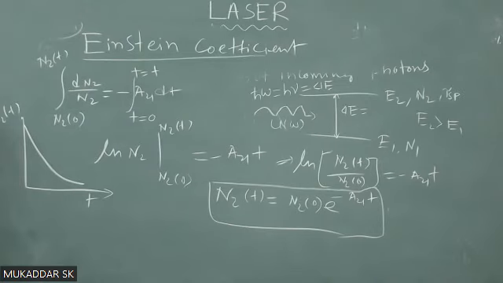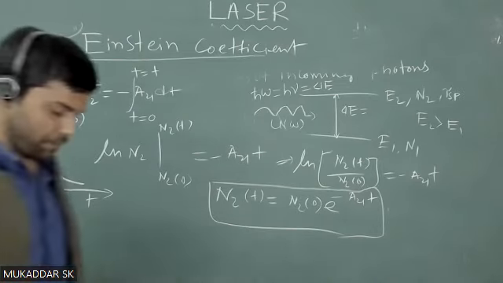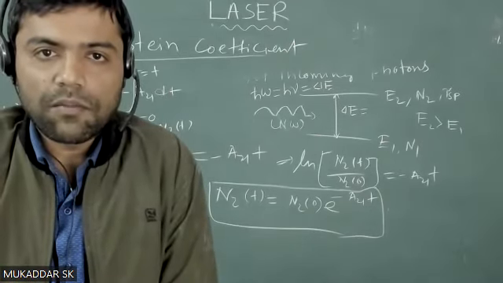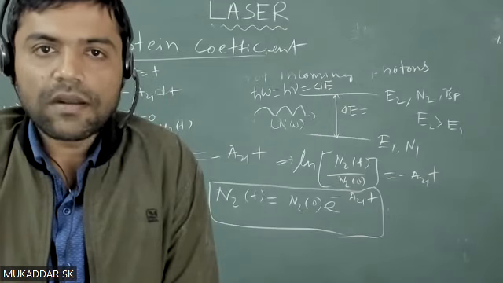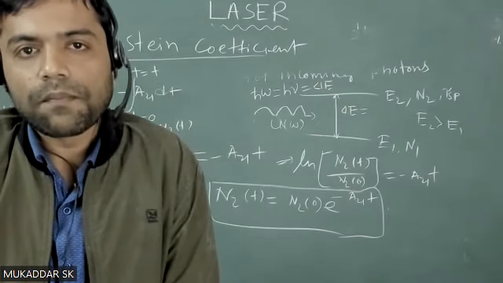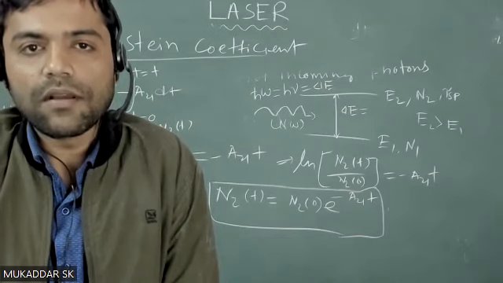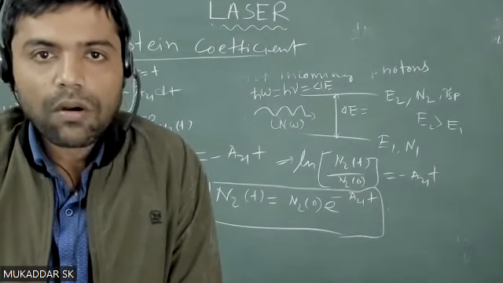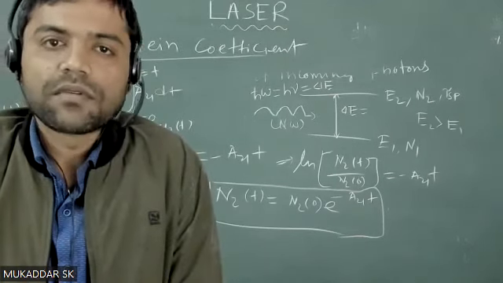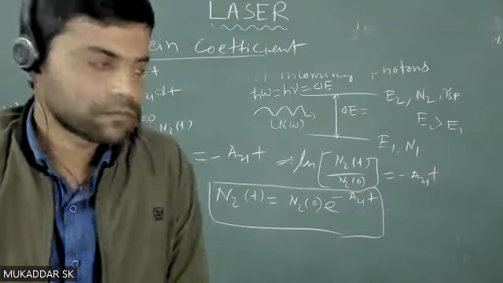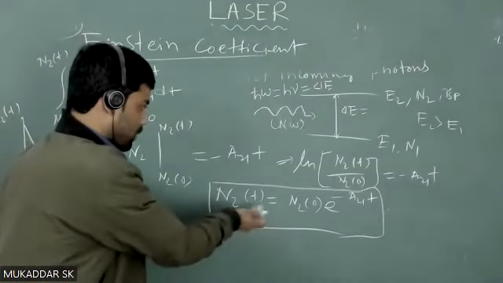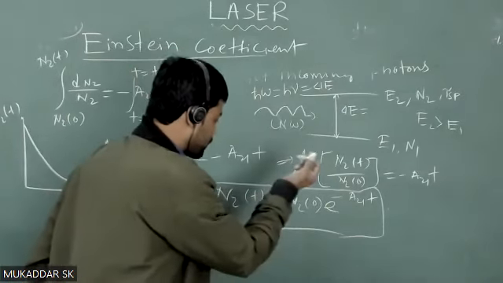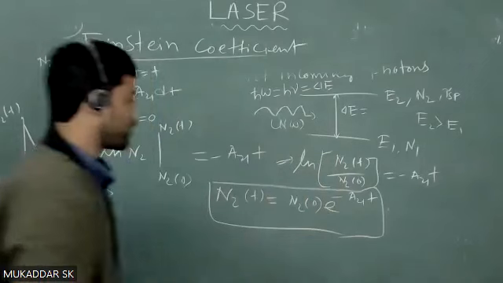Tau sp क्या है actually? So tau sp, the time that we defined, tau sp, spontaneous lifetime of E2. Tau sp is the time at which the population of E2 reduces to 1 by e times of its initial value. So from here what can we write? That tau sp is the time at which the population of E2 reduces to 1 by e times of its initial value.